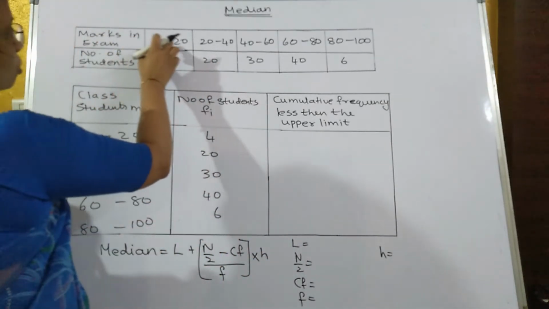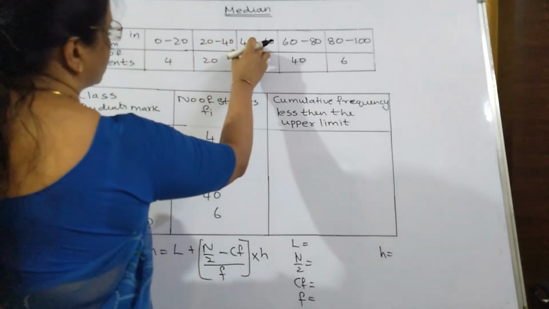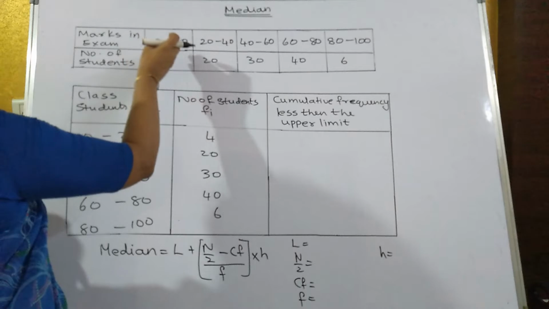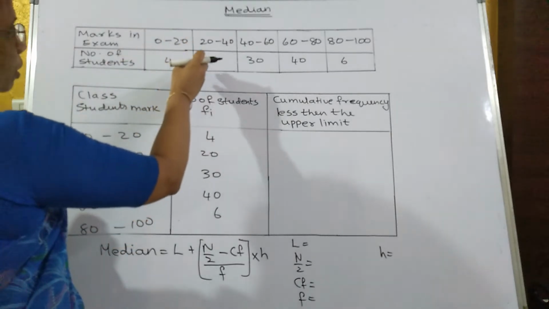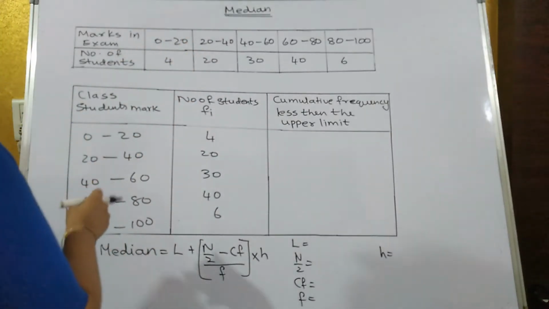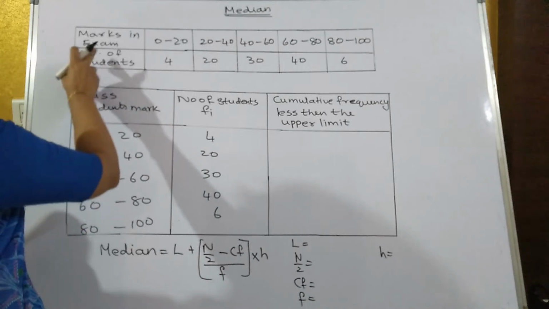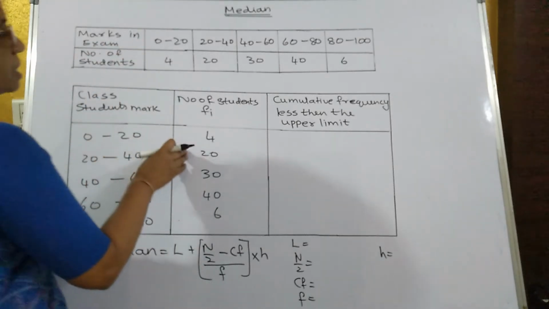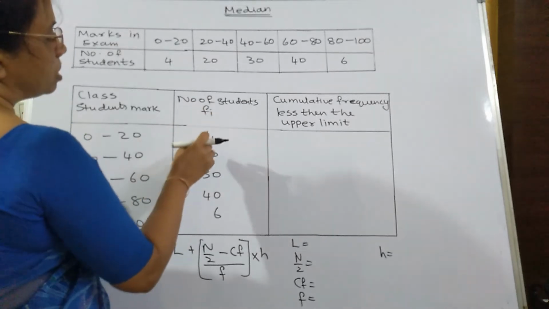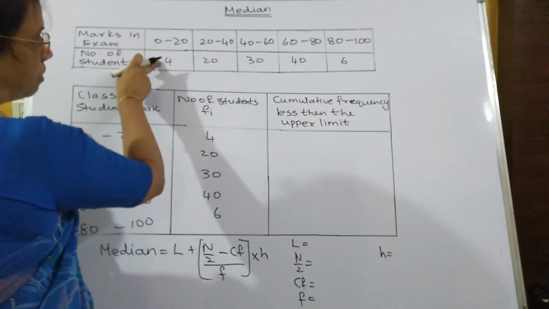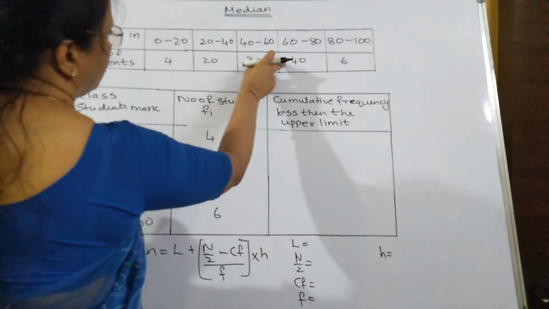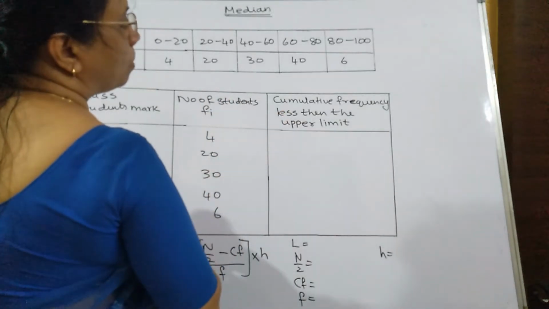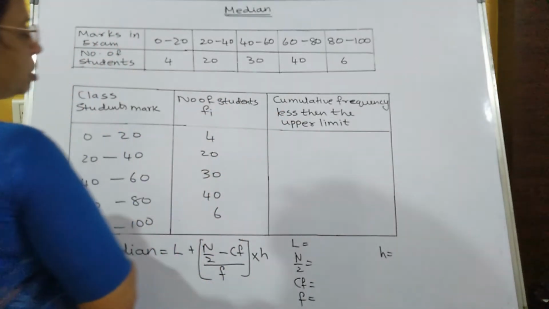Marks in exam is 0 to 20 marks, 20 to 40, 40 to 60, 60 to 80 and so on. And number of students who have got 0 to 20 marks is 4, 20 to 40 marks is 20 and so on. So the class is a student's mark, that is 0 to 20, 20 to 40 will come in the first column. In the second column you'll write down number of students, Fi, that is whatever is given over here, 4, 20, 30, 40 and 6 and so on. And the third column you have to find out the cumulative frequency less than the upper limit which you have studied last year.